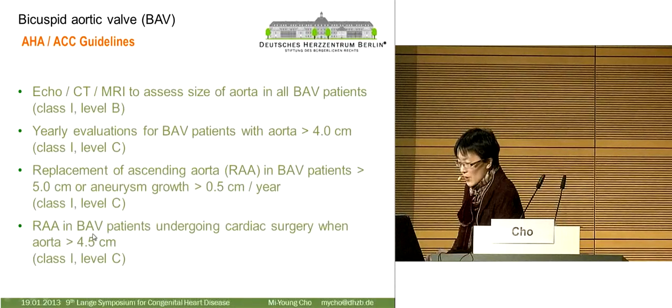And if you have to do another surgery in the patient, maybe because he needs bypass grafts, then the recommendation is you should even do it if the aortic diameter is 4.5.